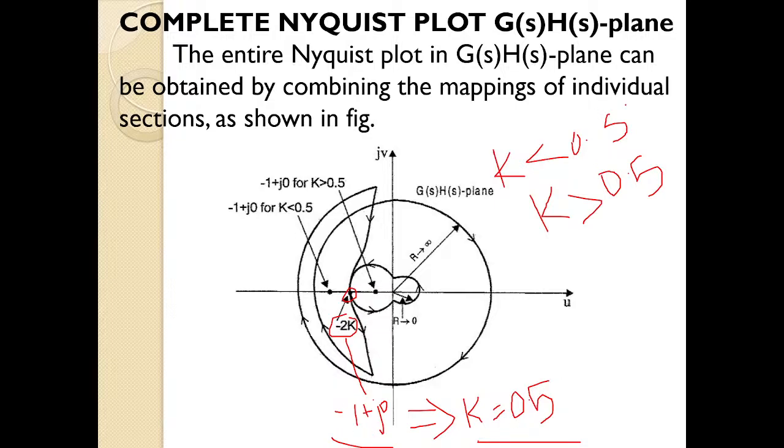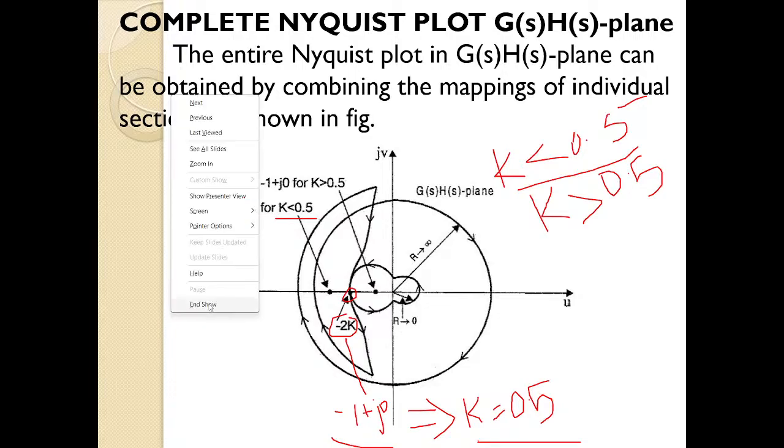Now, suppose k is less than 0.5. We know on the negative real axis, lesser values lie on the left side and higher values lie on the right side towards the origin. As we move towards minus infinity, the magnitude will gradually reduce, isn't it? So, suppose this is our minus 1 plus j0 point when k equal to 0.5. If k is less than 0.5, then this point will shift to this point, and that will be our minus 1 plus j0 point, because lower values will lie towards the left side on the negative real axis.